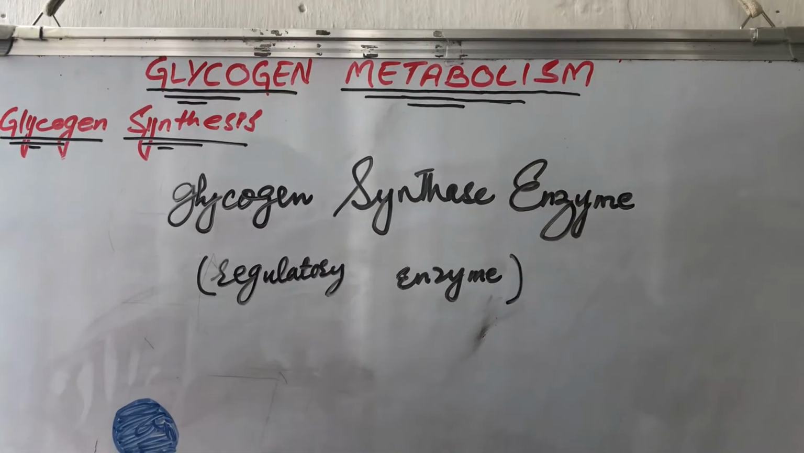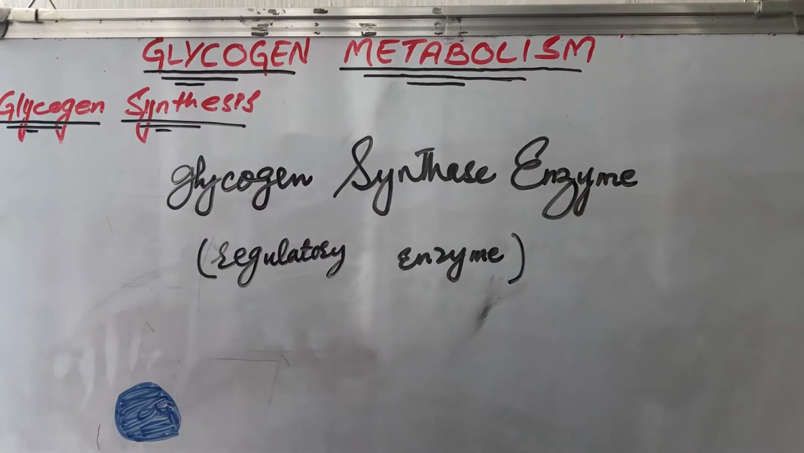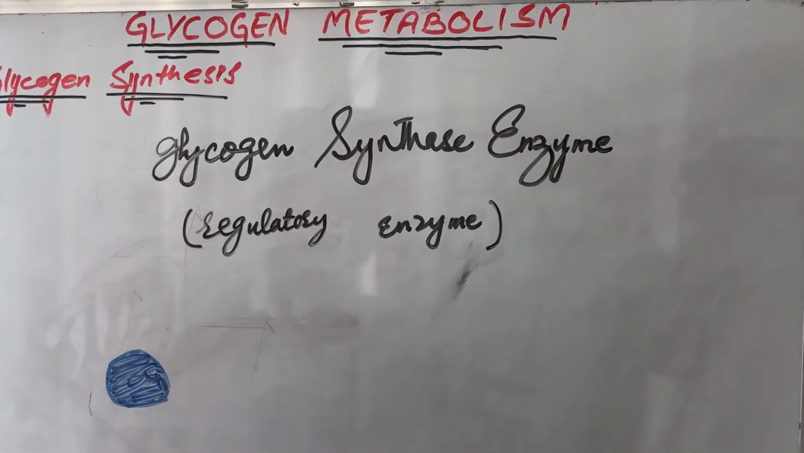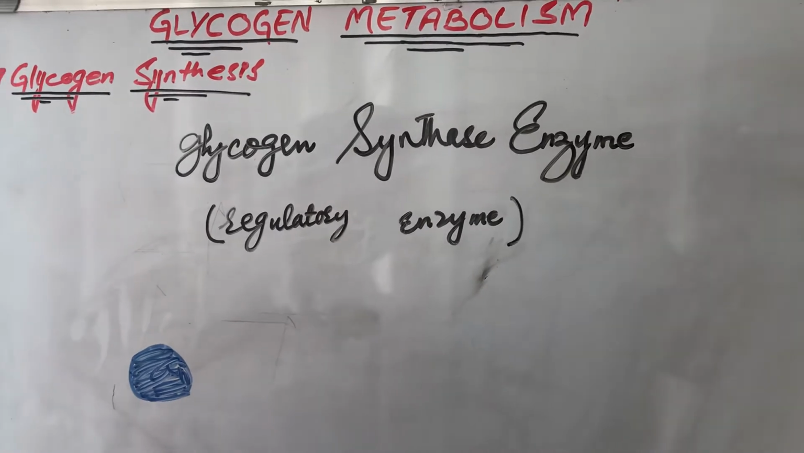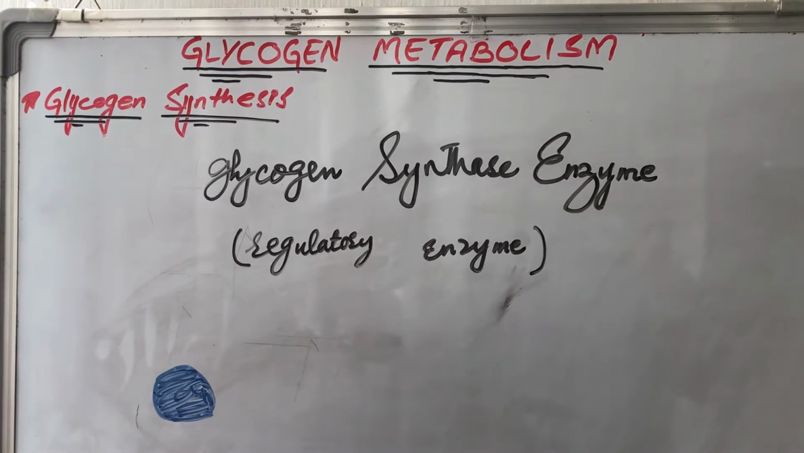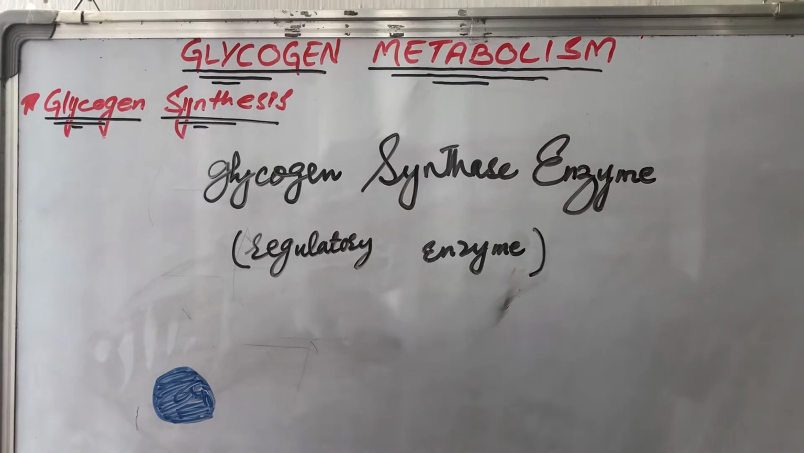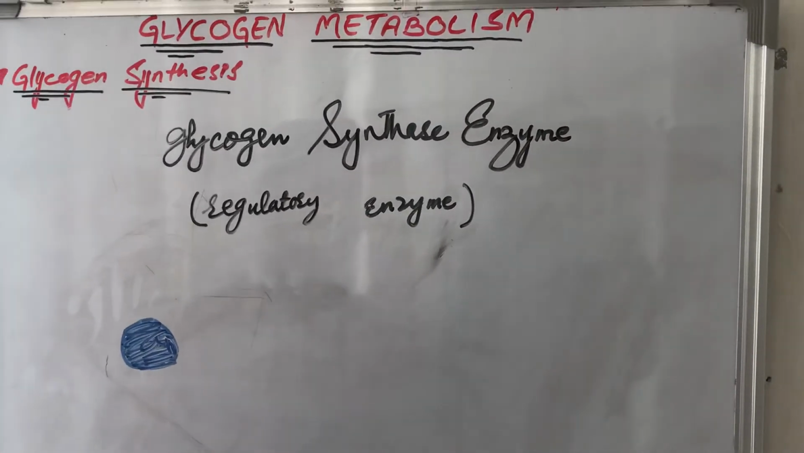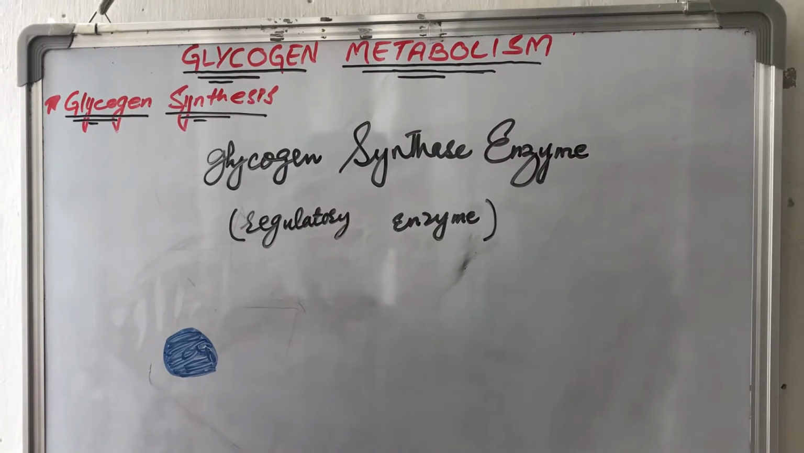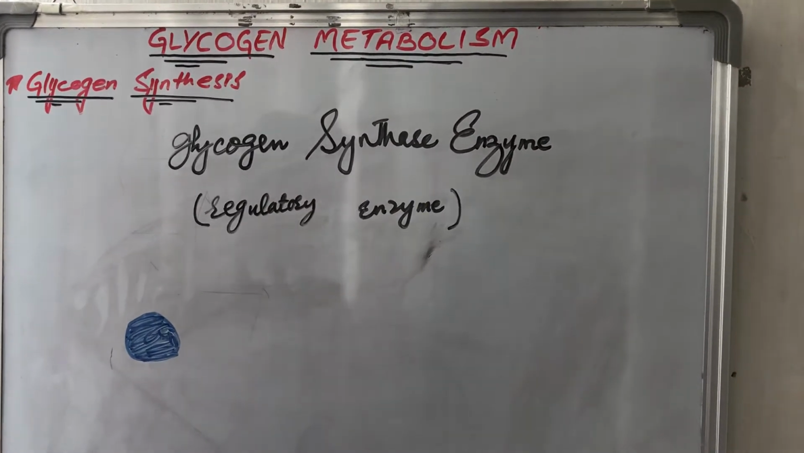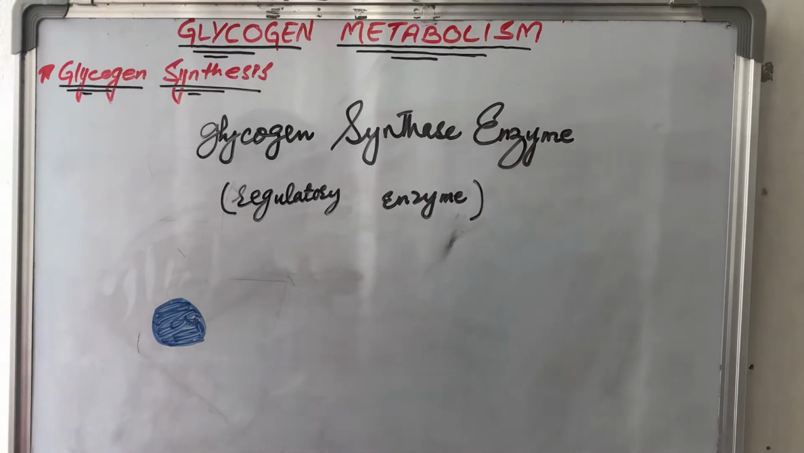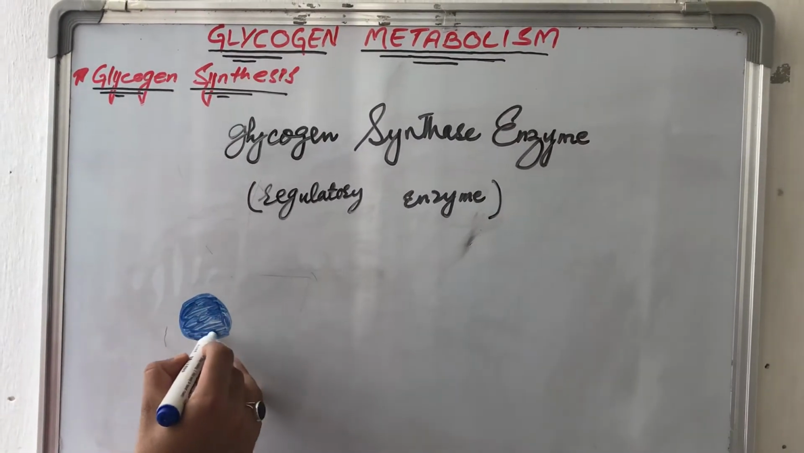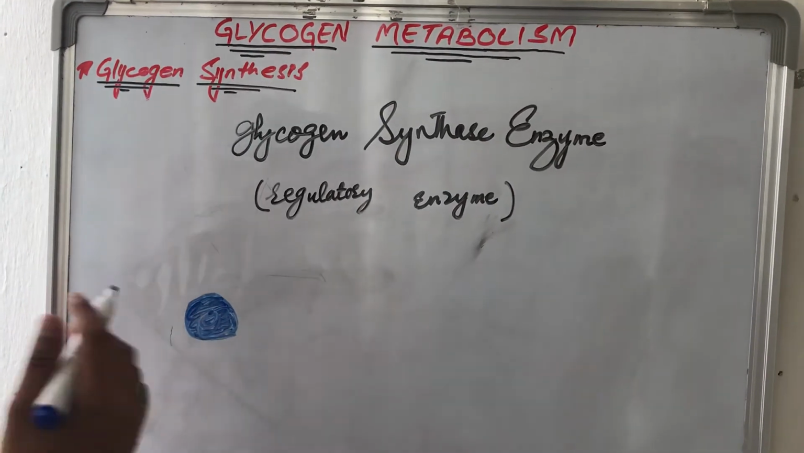As we discussed, glycogen synthase is an essential enzyme which helps in the synthesis of glycogen. So it is a regulatory enzyme. Here, how this regulatory enzyme is regulated by different hormones, and how this enzyme is activated, we will discuss in this lecture. For example, this is the glycogen synthase enzyme, as I have drawn for the supposition.